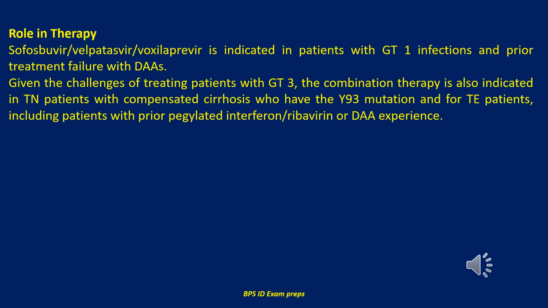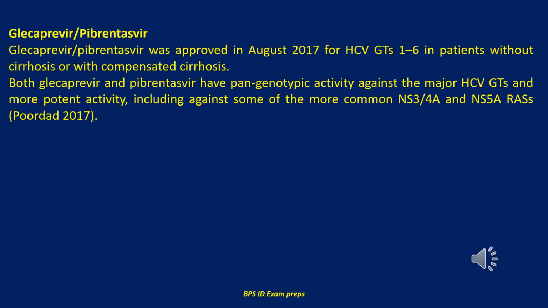Next we will discuss the role in therapy. Sofosbuvir plus velpatasvir plus voxilaprevir is indicated in patients with genotype 1 infections and prior treatment failure with DAAs. Given the challenges of treating patients with genotype 3, the combination therapy is also indicated in treatment-naive patients with compensated cirrhosis who have the Y93 mutation and for treatment-experienced patients, including patients with prior pegylated interferon plus ribavirin or DAA experience. Next we will discuss the combination of glecaprevir plus pibrentasvir.